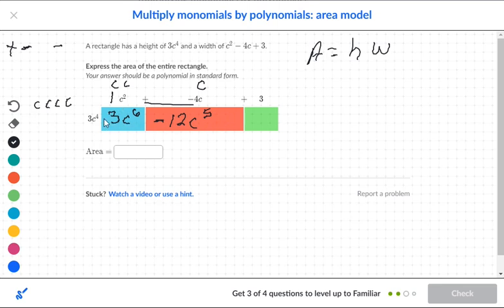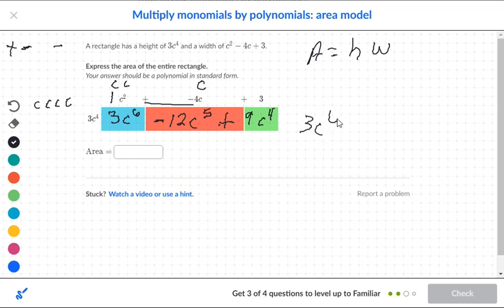Okay, the next one, you're going to take 3 times 3. Well, 3 times 3 is 9. There is no c's after the 3, so we keep the c to the 4th. Now, there is no sign in front of the 9c to the 4th, so just make this a plus sign. So let's write this out.